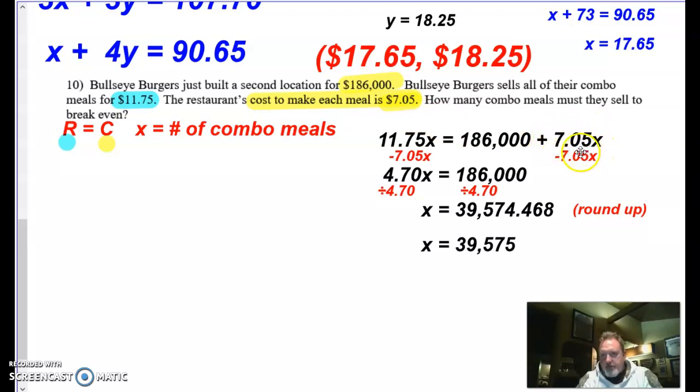But that's the cost per meal. This is how much they're charging per meal. So we set revenue equal to cost. Solve this for X. Notice we get a decimal here. You can't sell 0.46 of a meal. You either sell the whole thing or you don't. So we always round up if we get a decimal in problems like this. So 39,575 combo meals is what it's going to take for Bullseye Burgers to break even.